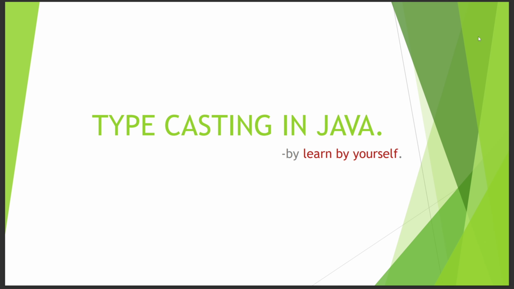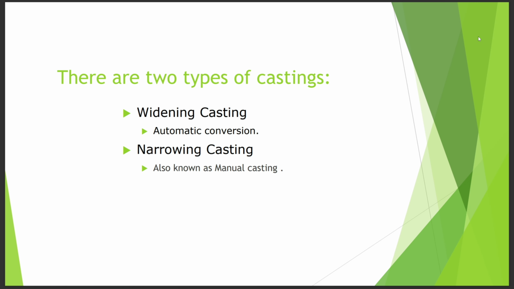Today we are going to discuss typecasting in Java. We know there are different data types in Java like integer, float, double, string, character. When we need to convert a data type from one data type to another, we can use this typecasting method. There are two methods for typecasting. One is widening casting, another one is narrowing casting.